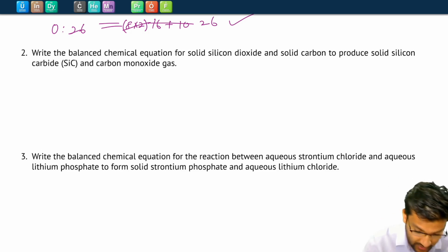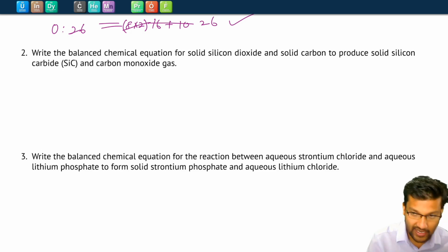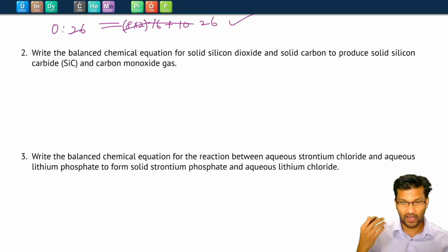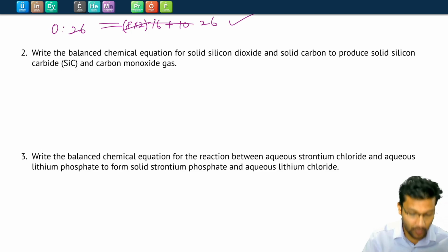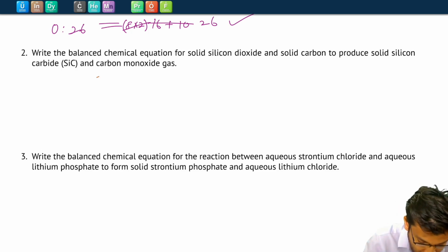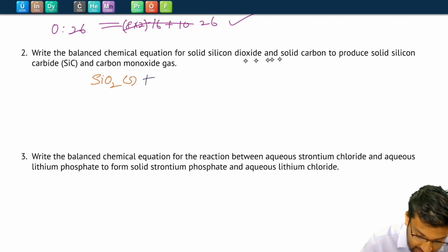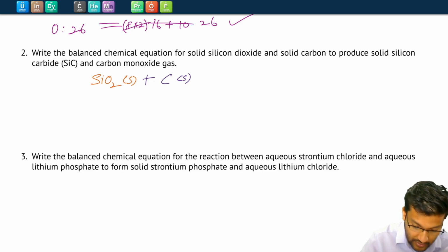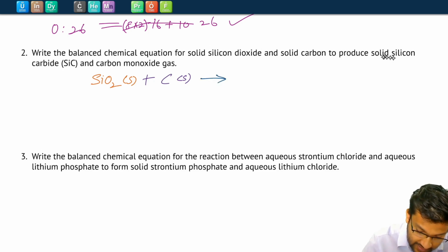So here's a word problem where we need to first find our unbalanced chemical equation. So we have solid silicon dioxide. Silicon dioxide, based off of how we know the naming conventions work, means that we have a formula of SiO2, and it's solid, so we put the state symbol S. The next compound is solid carbon. To produce, so we have an arrow, solid silicon carbide, and they give us the formula for that, so we don't have to worry about figuring it out.